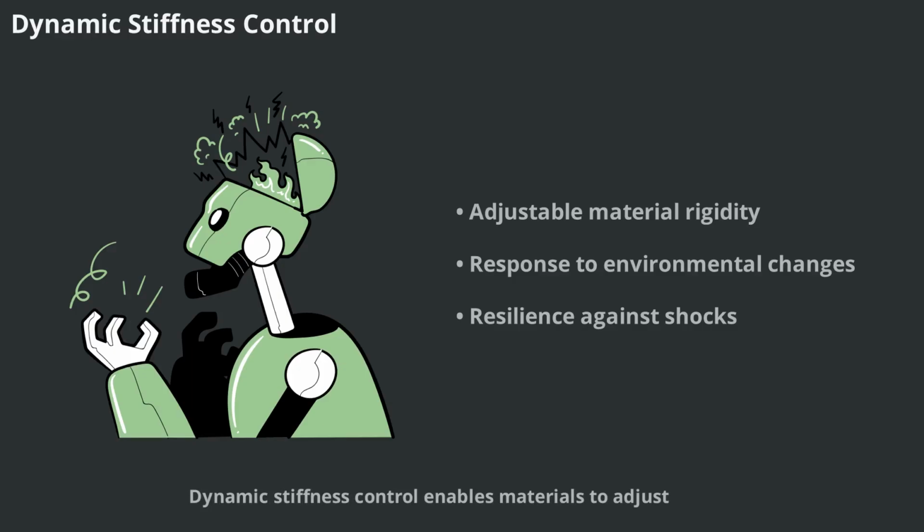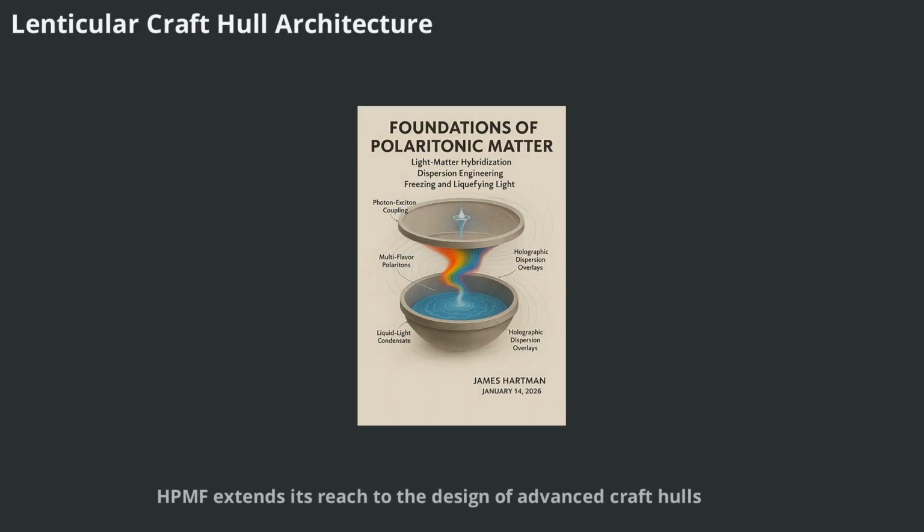Dynamic stiffness control enables materials to adjust their rigidity in response to changing conditions. By tuning the structural field and polariton interactions, materials can become softer or stiffer as needed, providing resilience against mechanical shocks and environmental fluctuations.